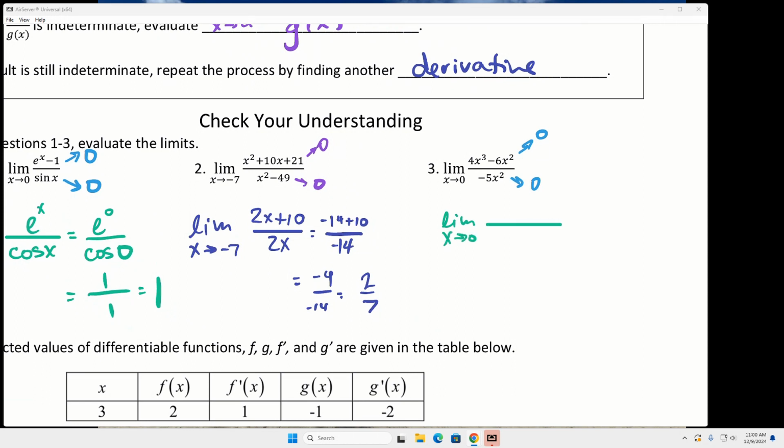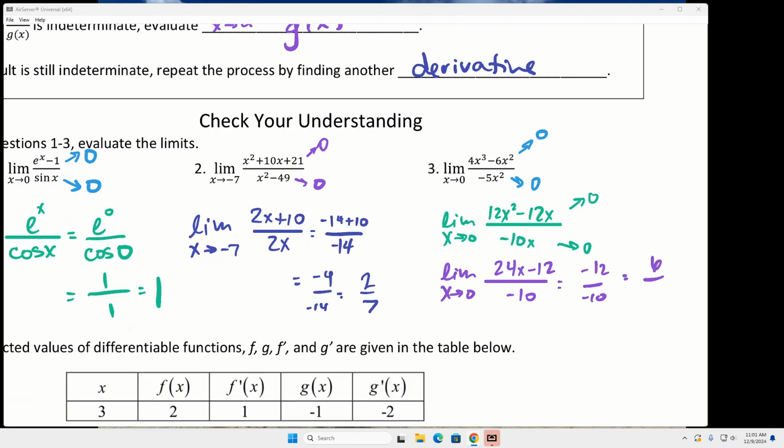Okay, so I'm going to do the derivative of the numerator over the derivative of the denominator. Alright, what happens when I put in 0? You still get indeterminate form, you still get 0/0. But that's okay. Then we'll just do the derivative again. Right, and then this time I get -12 over -10 or 6/5.